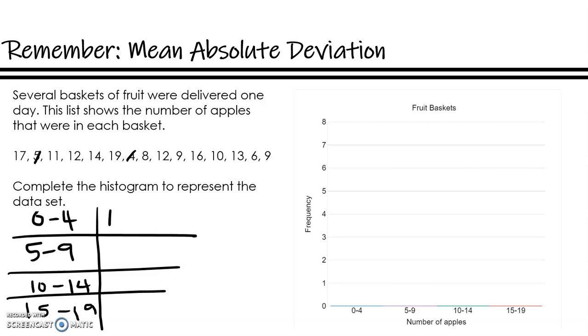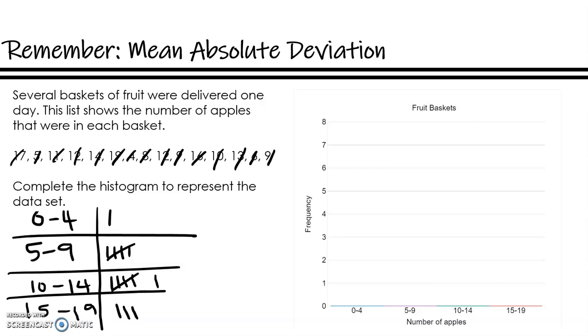5 to 9, 1, 2, 3, 4, 5. Okay. 10 to 14, 1, 2, 3, 4, 5, 6. And then 15 to 19 should be everything left. 1, 2, 3.